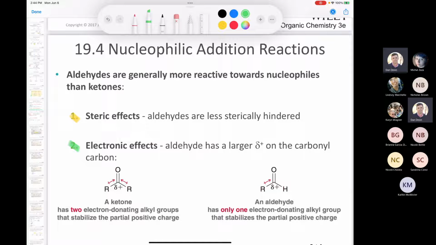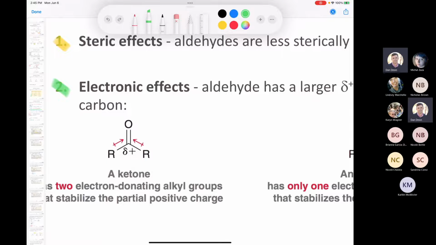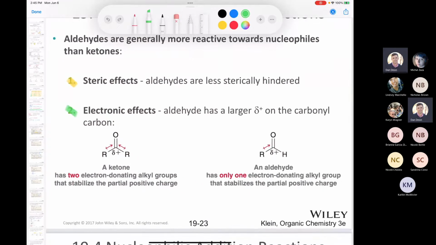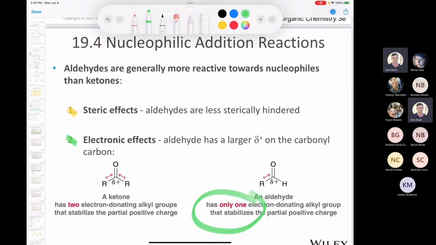Electronic effects: do you remember that an R group can donate electron density via hyperconjugation? If you have two R groups in a ketone, that means you've got two dipoles going towards the electrophilic center. They stabilize that electrophilic center, whereas in an aldehyde, you have only one electron-donating alkyl group that stabilizes that partial positive charge. Therefore, it's not as stable, which renders it more susceptible to nucleophilic attack. So aldehydes are more reactive than ketones toward nucleophiles.